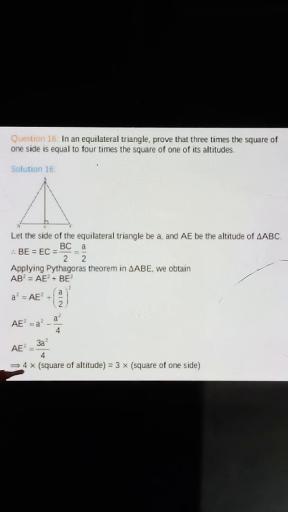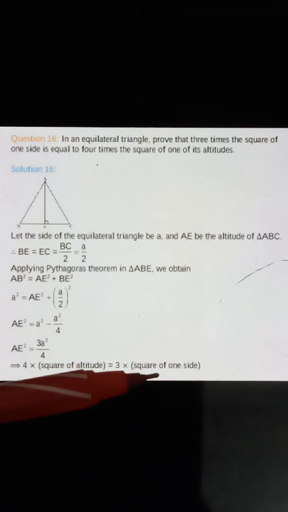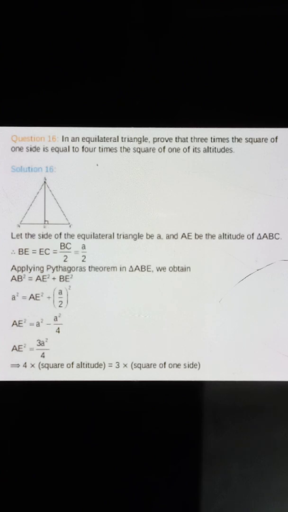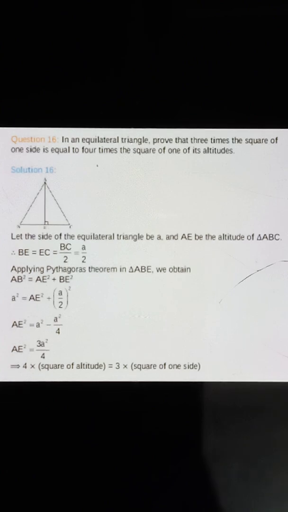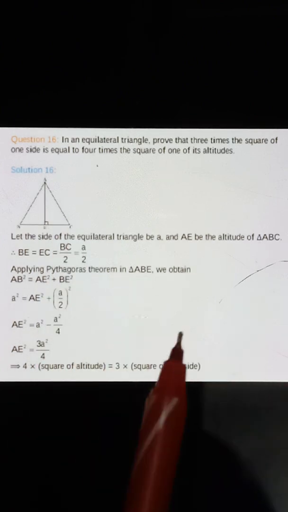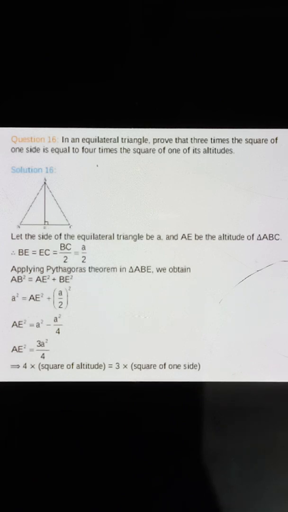Okay, cross multiplying, you're getting 4AE square. AE was the altitude of the equilateral triangle. So 4 times the square of the altitude is equal to, A was the side of the triangle, 3 times the square of the side. That is what you had to prove. Okay, so that's a simple proof. Just understand the statement and go through it.